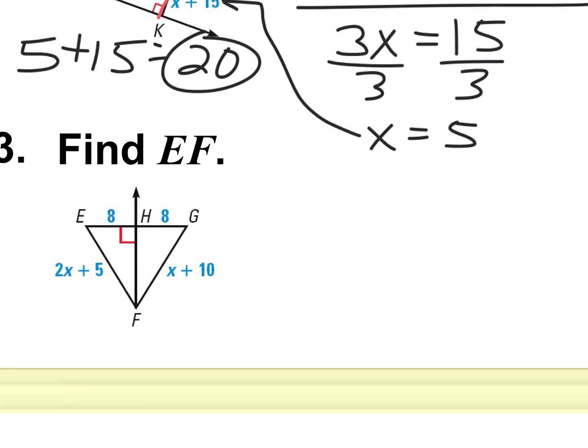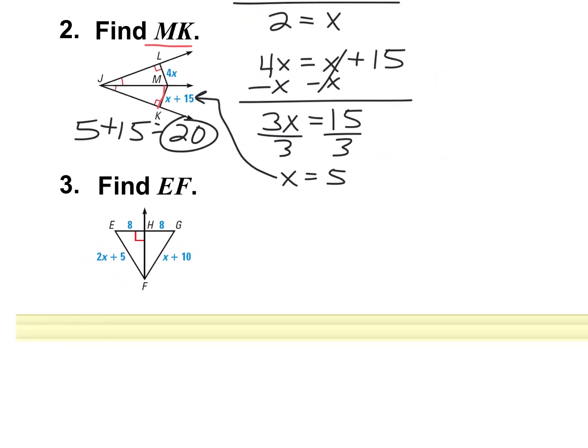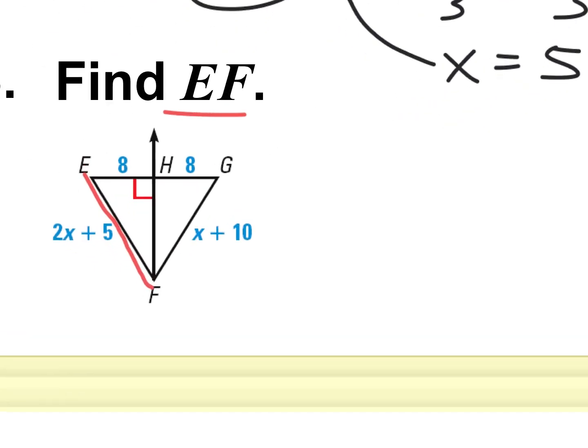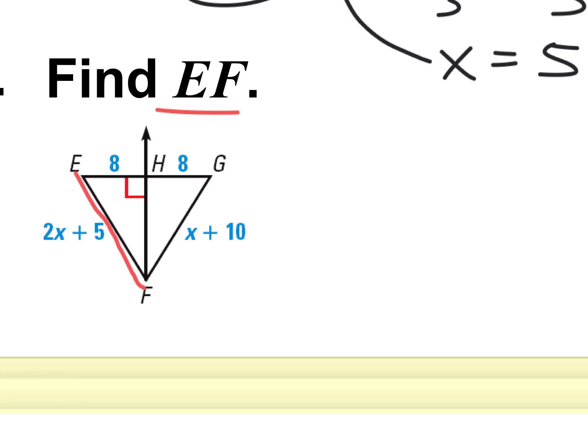Last one here. It wants us to find EF. Where's EF at? What's it stand for right now? Yep, 2x plus 5. Don't think too much about the tick marks. Another person thought that in the other class, though. All the tick marks are telling us is that we have congruent sides. So we have congruent sides here, and we know that shared side is also congruent, so x should just fill in. So these will be congruent as well.